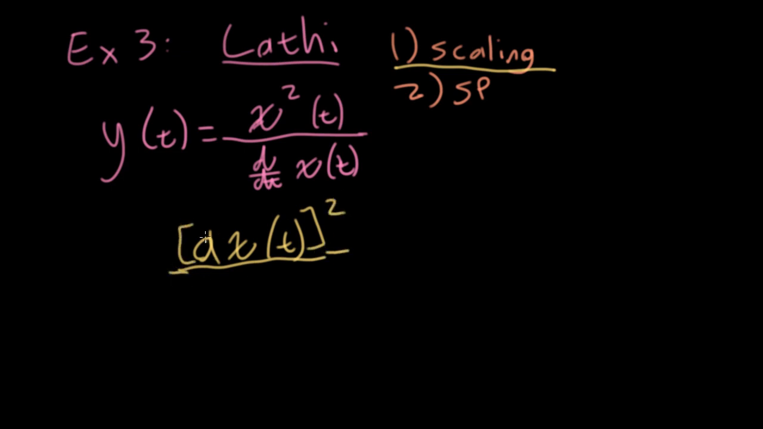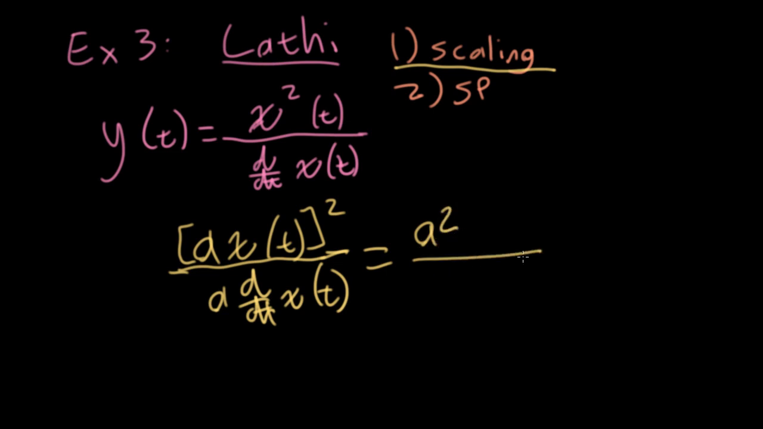and in the denominator, a just distributes through the derivative, so I'd have a times the derivative of x of t. So this is what happens if I take the a first. I'm going to wind up with an a squared out here, x(t) squared. But notice that an a in the denominator is going to cancel with an a in the numerator.